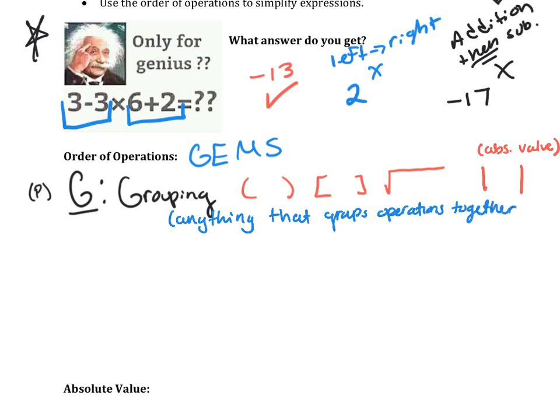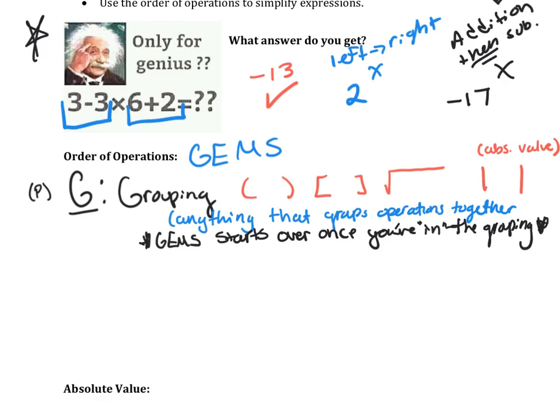And the important thing about grouping is once you go inside that grouping, so once you go inside the parentheses or inside the brackets, your GEMS, your order of operations, starts over again. So once you go inside the parentheses, you have to start going back through the order. So GEMS starts over once you're in the grouping. Okay, so that's our first step in the order of operations.